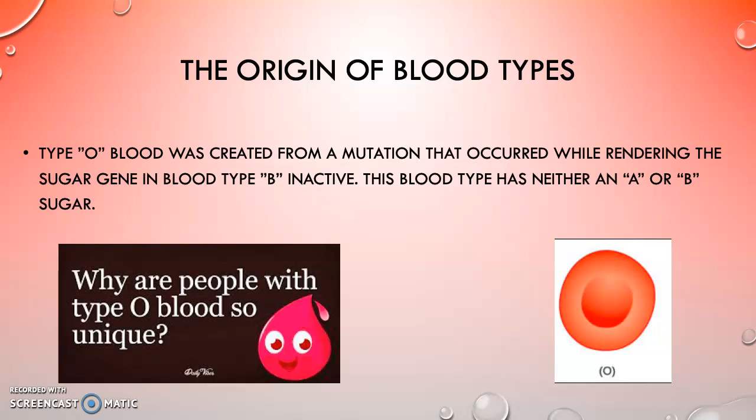Type O blood was created from a mutation that occurred while rendering the sugar gene in blood type B inactive, and this blood type has neither an A or B sugar on it.